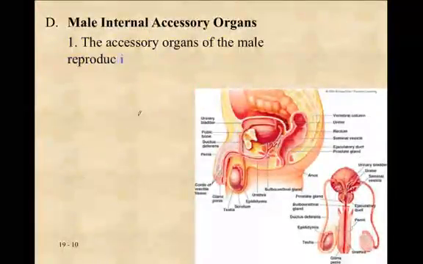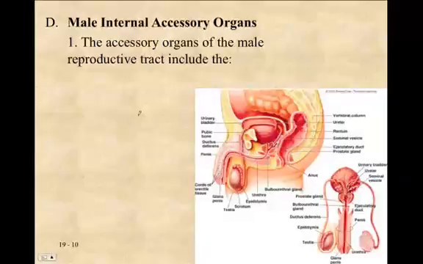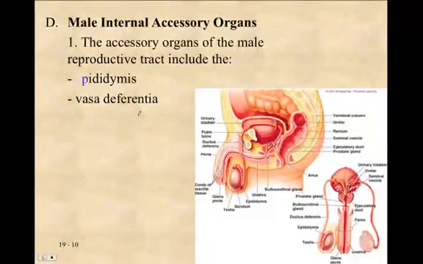Now we're going to talk a little bit about some of the accessory organs that are involved with the male reproductive system. Remember, the testes, which is what we've just talked about, is the primary sex organ. So these are all going to be accessory, secondary sex organs. Here's the epididymis right here. This part here is the epididymis.